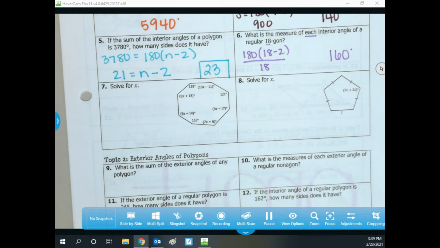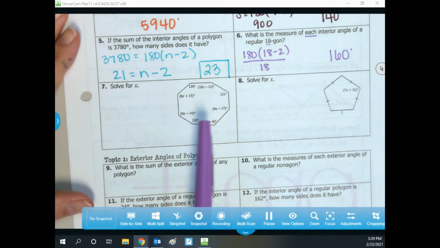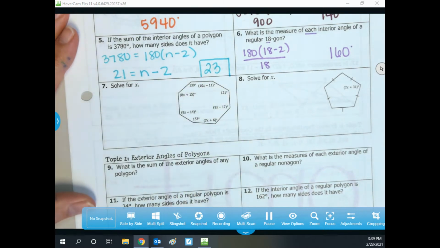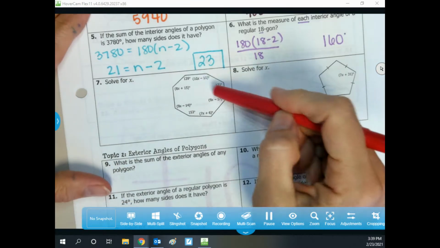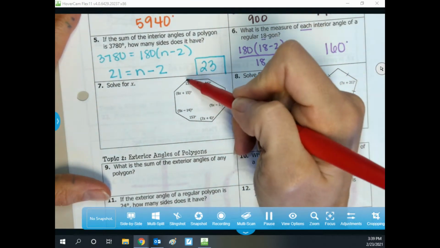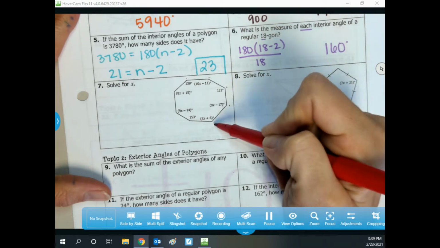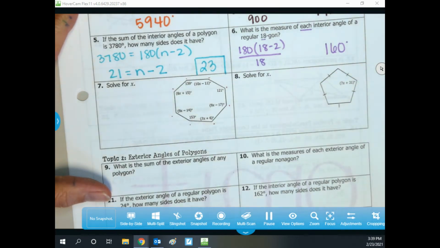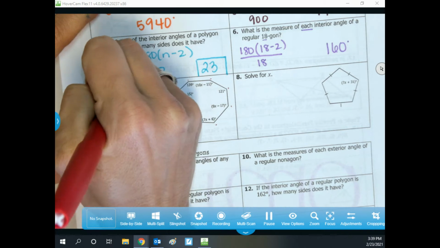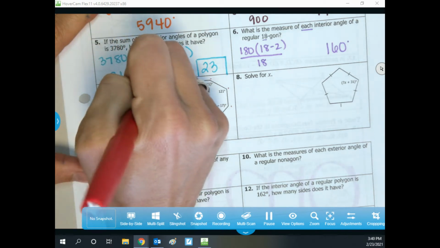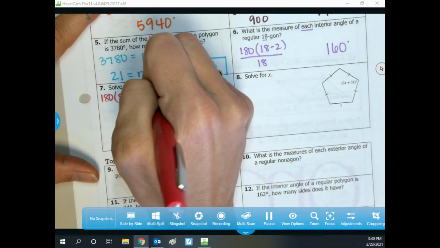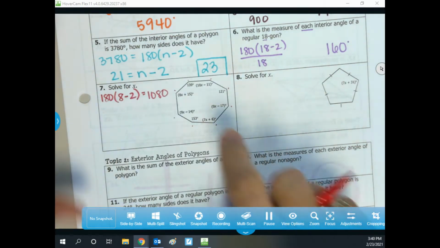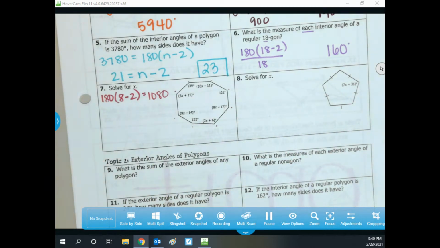All right, the next one says solve for x. So in order for us to solve for x, we first have to know how much all of these are supposed to equal up to together. So the first thing we need to do is find out the sum of all of these angles. So there are 1, 2, 3, 4, 5, 6, 7, 8 angles. So 180 times 8 minus 2 is equal to 1,080 degrees. So all of these added together should add up to be 1,080 degrees.